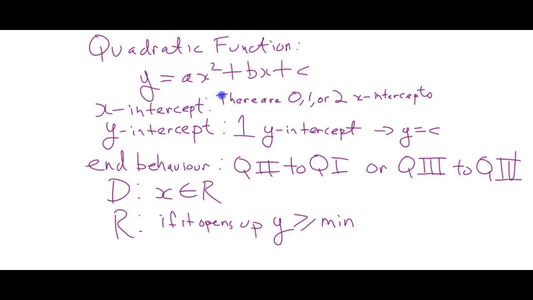And if it opens down, then what? Y is going to be less than or equal to the maximum value. So a quadratic, degree 2, opens up or down, right? That's why we get this end behavior. Q2 to Q1, that's opening up. Q3 to Q4, that's opening down. Okay. What about it? Well, range depends on which way it's opening.